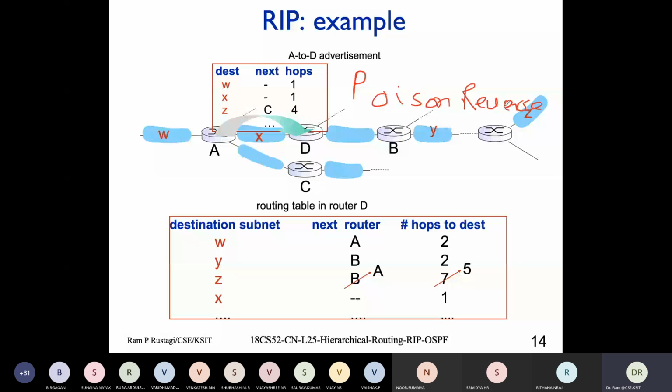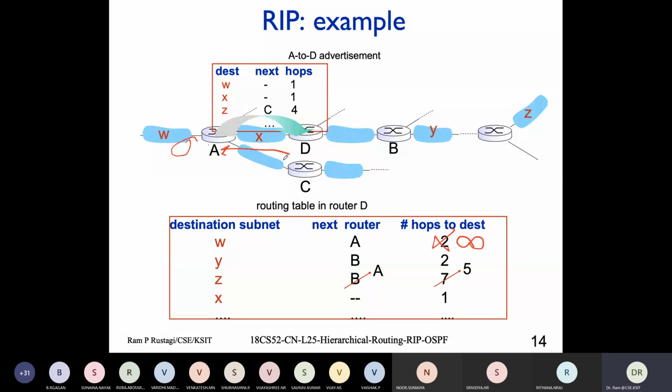Poison reverse means D should not send information about W to A, because D has learned about W only from A. Now D has learned about W only from A, then D shouldn't be updating A. To be consistent, when D sends this routing information to B, it will say W is reachable with a cost of 2. But when D sends the routing information to A, it will make this value infinity so that A does not wrongly update the cost to W because the link is down.